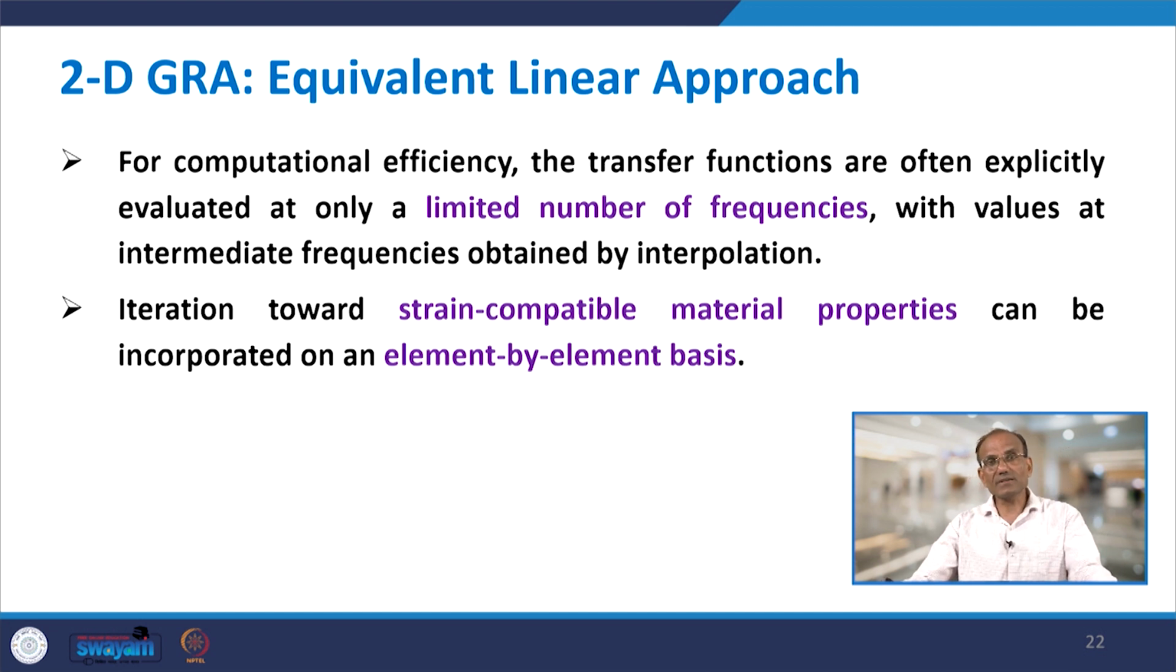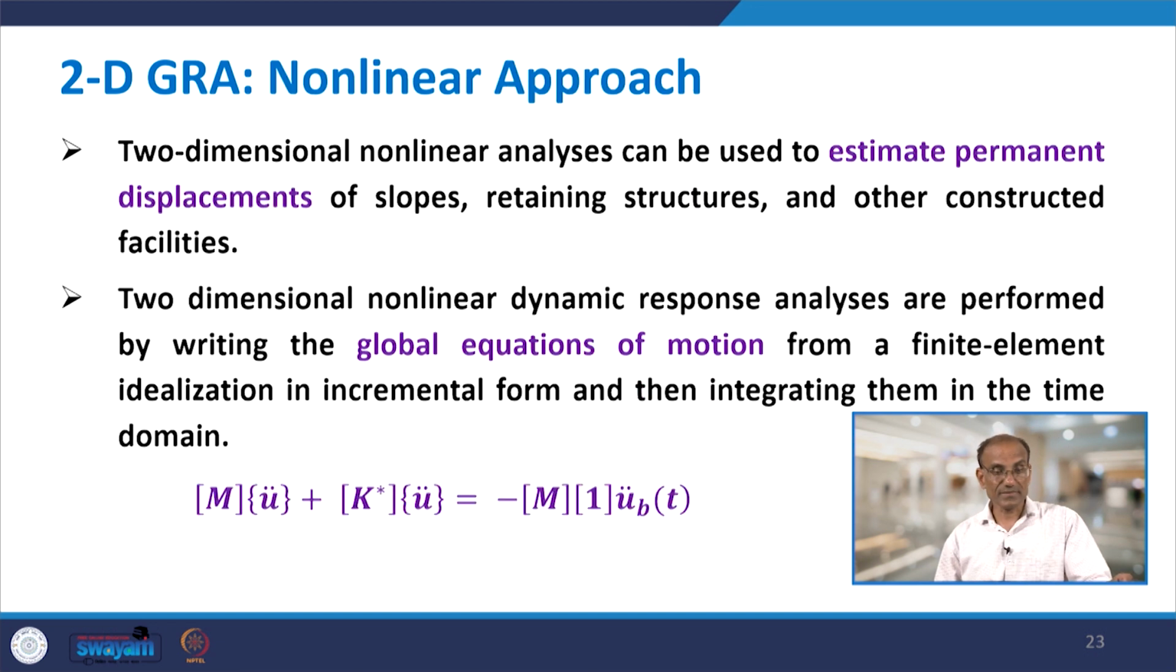Iteration towards strain compatible material properties can be incorporated on an element by element basis. So, you have strain compatible material properties, because material properties keep changing with the level of strain in both the equivalent linear model as well as the non-linear model. So, we need to update the value of material properties depending on the level of strain. In case of 2-dimensional nonlinear analysis, they can be used to estimate what is called the permanent displacement of slopes, retaining structures and other constructed facilities.